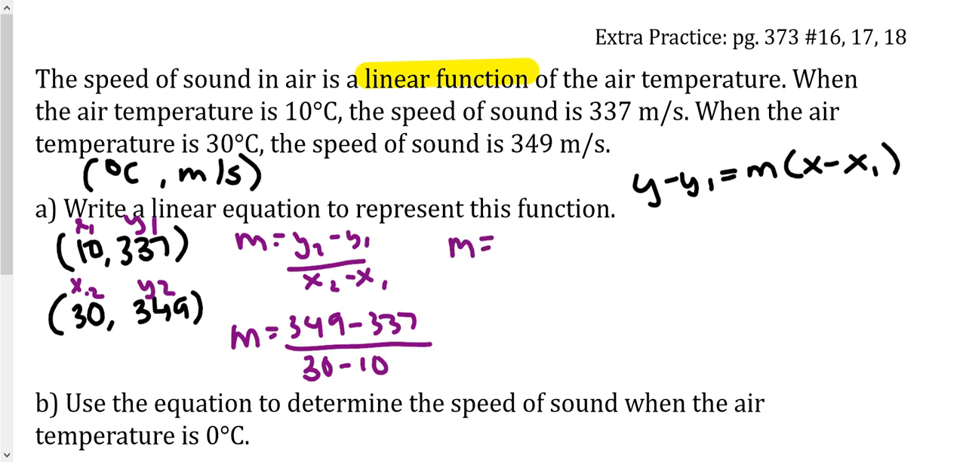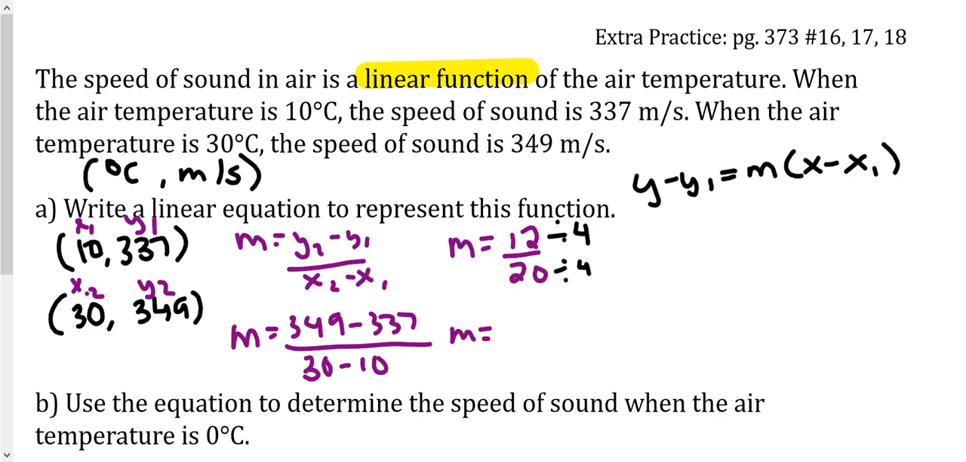So I do 349 minus 337, I get 12 over 20, which I'm going to reduce by 4, top and bottom. That's our greatest common factor between 12 and 20. And I'm going to get 3/5 as my slope.